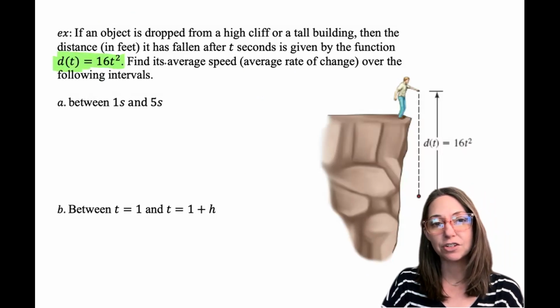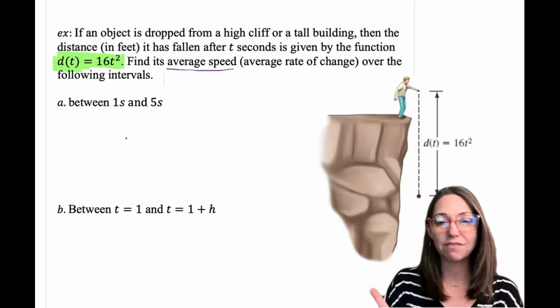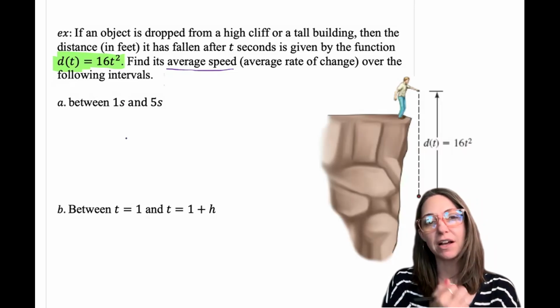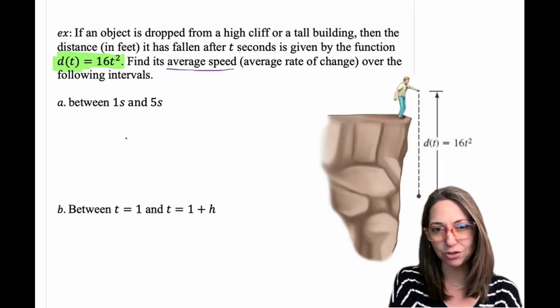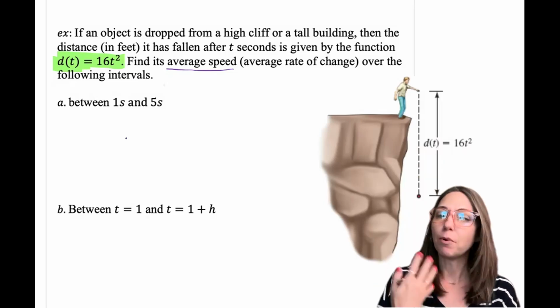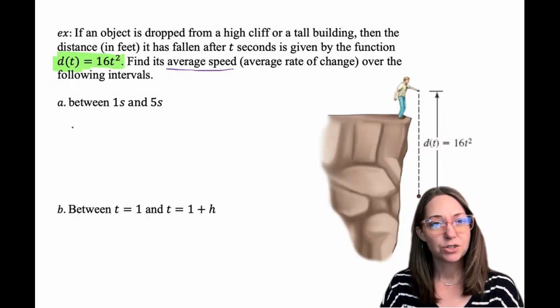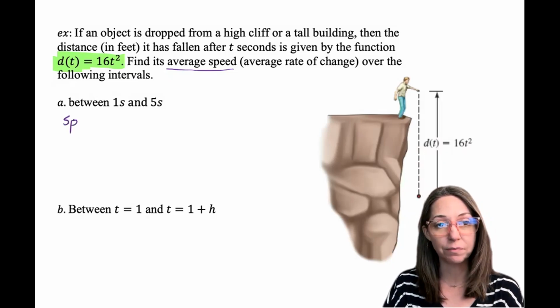We're going to find its average speed or its average rate of change over the following intervals. First, from between 1 second and 5 seconds. What's its average speed? Meaning from 1 second after it's dropped until 5 seconds after it's dropped. The speed increases, as you might imagine, due to gravity, but what's its average speed? The way we're going to do that is see how far it's fallen, because speed in general, you may recall, is distance over time.